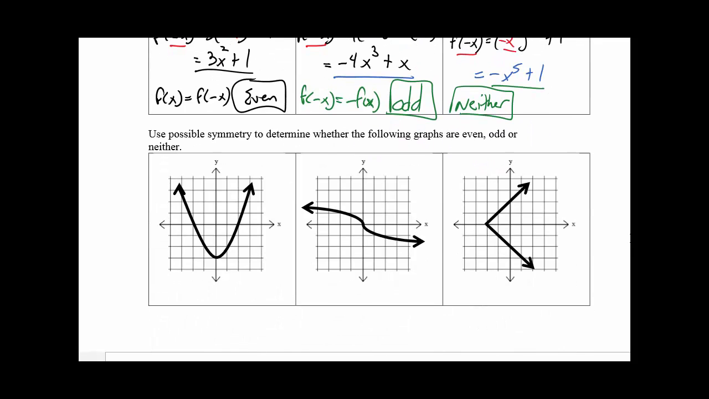All right, graphically. Okay, so let's look at our graphs here. I can see that there's a sort of mirror image, and I can see that there's the left side and there's the right side, and they in fact match each other. So this is symmetric about the y-axis.